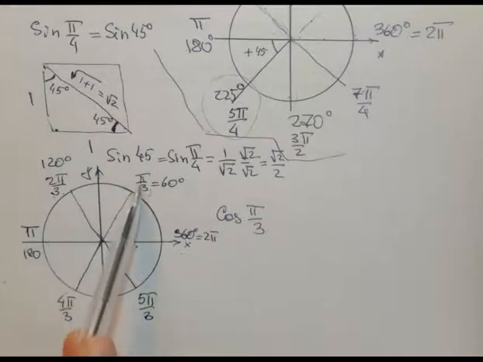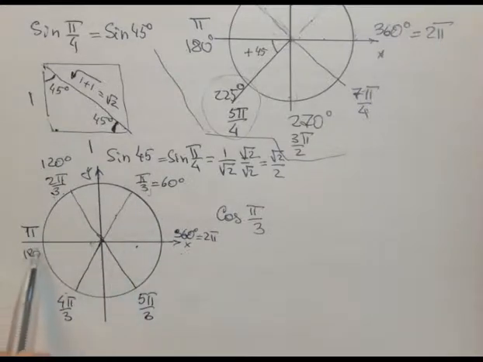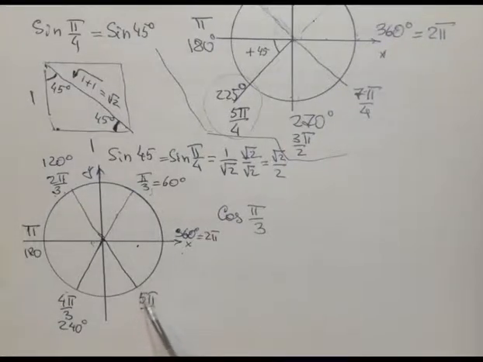So if you divide by 3, then all these increments are 60 degrees. So we have here 180 plus 60, 240 degrees. And the last one, 5 pi over 3, or 360 minus 60, since it is also a 60 degree angle. 360 minus 60 will be 300 degrees.